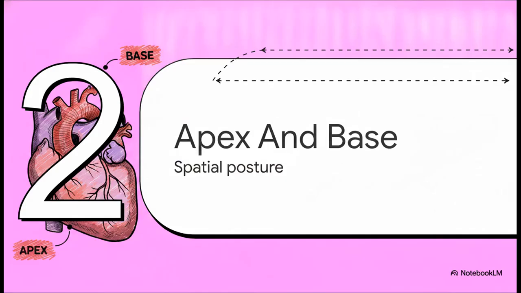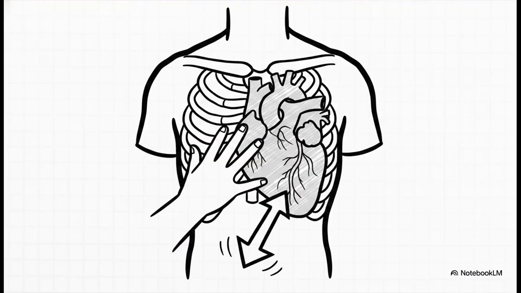Moving to Section 2, orientation, apex, and base. Establishing the spatial posture. Now that we've breached the outer defenses, we need to establish the heart's exact 3D spatial geometry, because remember, it does not sit straight up and down. To get our bearings, we look at 2 major anatomical landmarks, the apex and the base. Let's start with the apex. It is formed entirely by the thick, muscular left ventricle, and it acts almost like a blunt pointer, directed downwards, forwards, and over to the left.